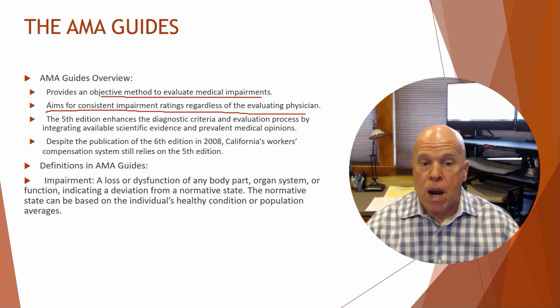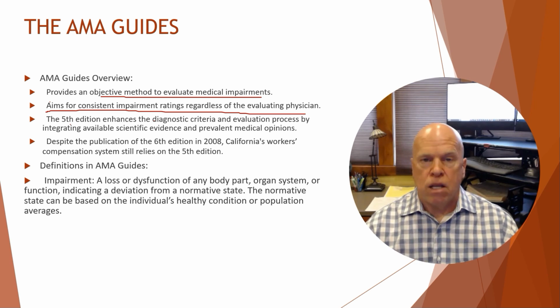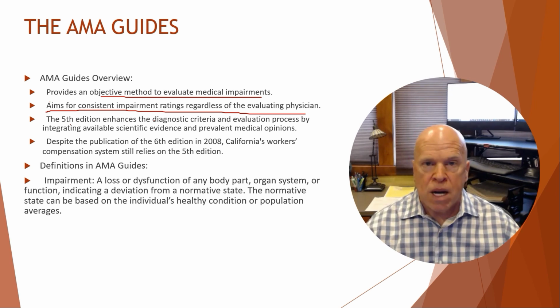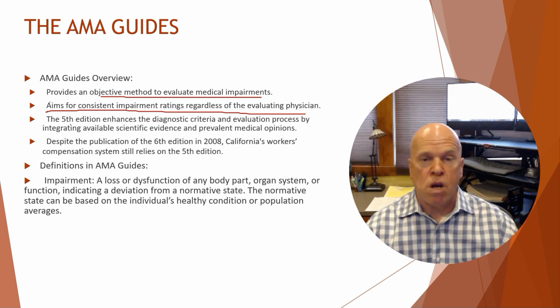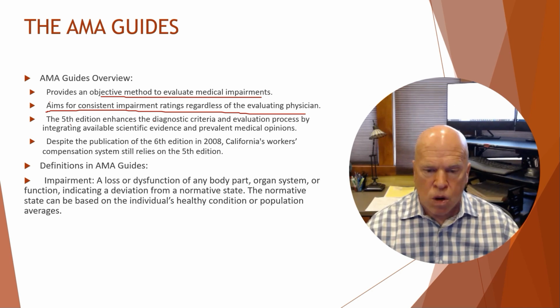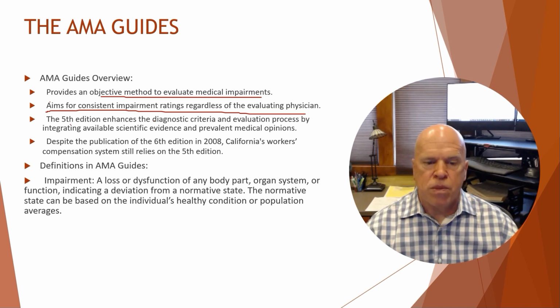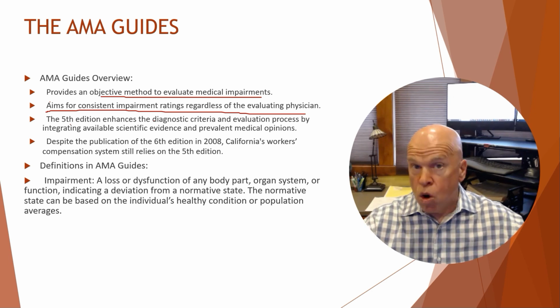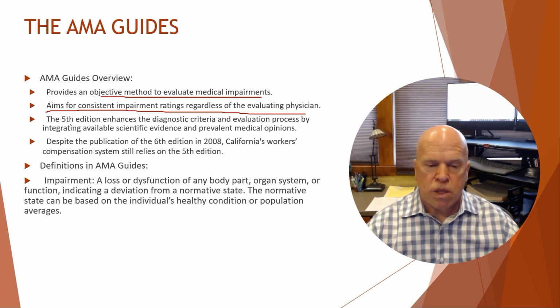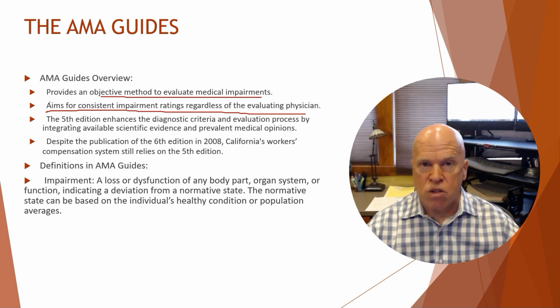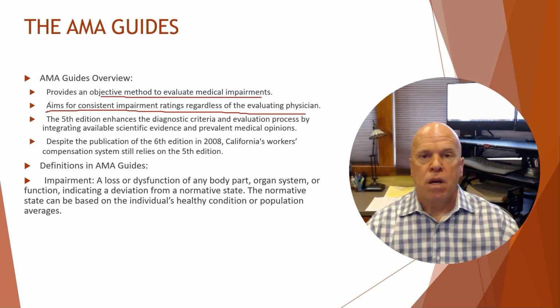The first of which is impairment, and you can think of impairment as a loss of use, or a loss of function of a body part, body system, or body region. So here it is, the exact definition. It says a loss or a dysfunction, so that's loss of use or loss of function, of any body part, body organ system, or body region, indicating a deviation from a normative state. The normative state can be based upon the individual's healthy condition or on population averages. So again, impairment, and you can remember this phrase, is a loss of use or loss of function of a body part, a body region, organ, or organ system.